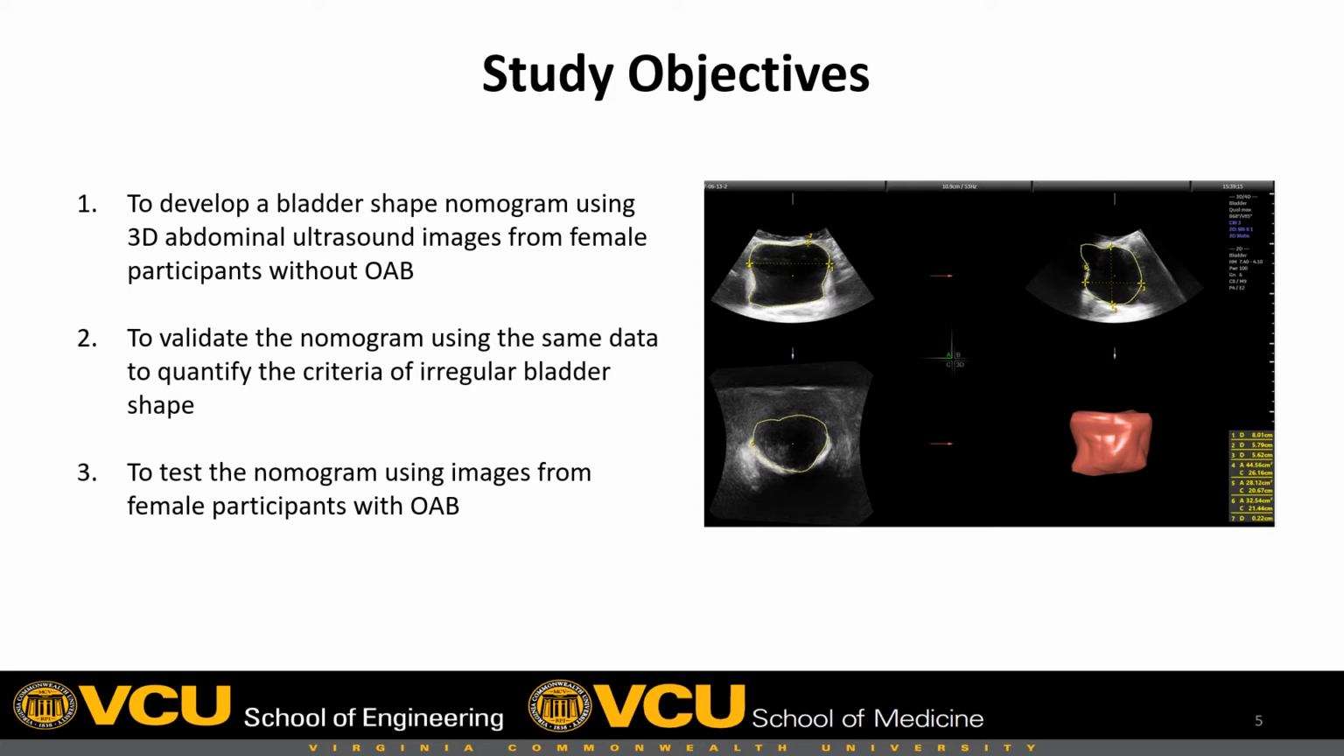The aim of this study is to develop a bladder-shaped nomogram using 3D abdominal ultrasound images from female participants without OAB, and to validate the developed nomogram using the same data to quantify the criteria of irregular bladder shape. Then to test the nomogram using the images from female participants with OAB.